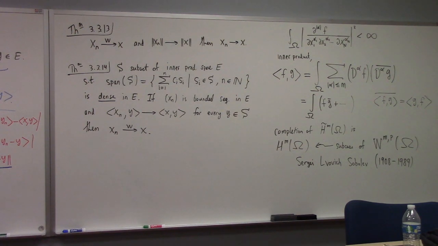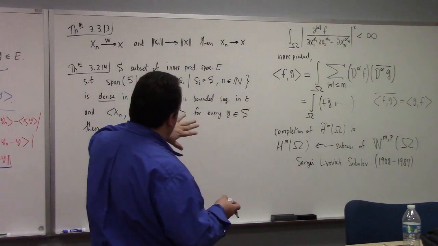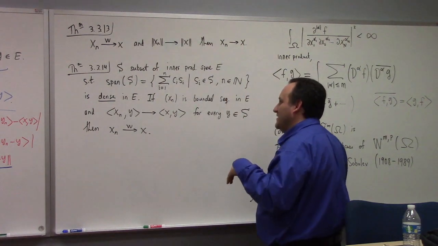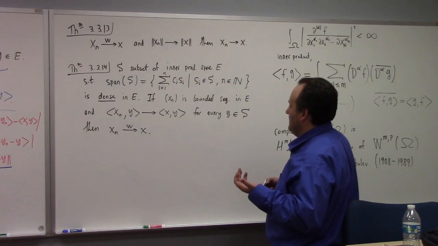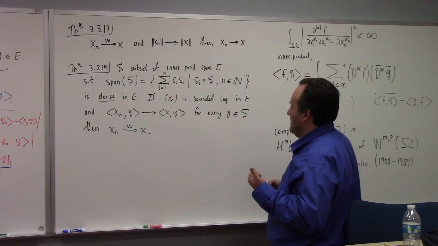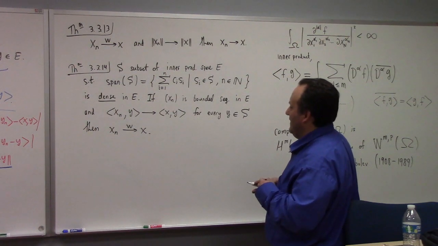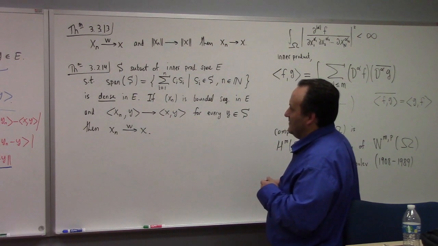So what this is saying is that essentially weak convergence with respect to a dense subset, it's not even that. Weak convergence with respect to a subset whose span is dense. Right? Notice that S could be a finite set here.